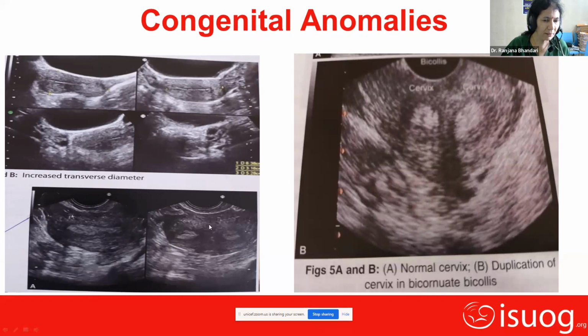In the Doppler we will see the radial arteries going through it. So these are two cavities, but we cannot tell whether it's a case of didelphys, bicornuate or septate unless we do 3D or MRI. But we can know that there is a congenital anomaly with two endometrial cavities, and there is myometrial vascularity within this portion. Now, this is a case of normal cervix. And this is a case of duplication of the cervix in a bicornuate bicollis uterus. You can see two cervices over here. So this is a case of bicollis bicornuate.